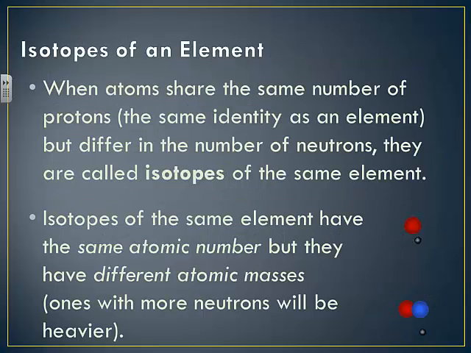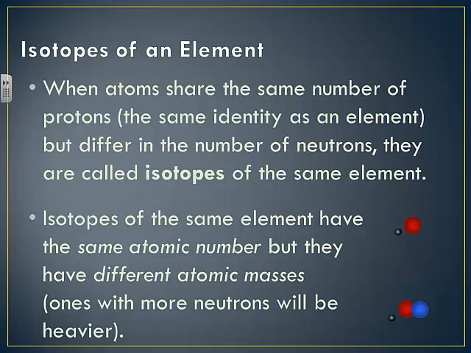Now we're ready to talk about isotopes of an element. When atoms share the same number of protons, meaning they have the same identity as an element, but they differ in the number of neutrons, we call them isotopes of the same element. They're still the same element because the number of protons is what determines that, but some are heavier and some are lighter. Isotopes of the same element have the same atomic number, same number of protons. They do have different atomic masses, however.